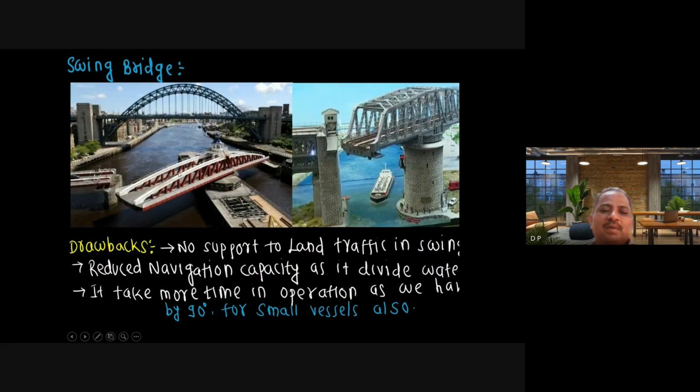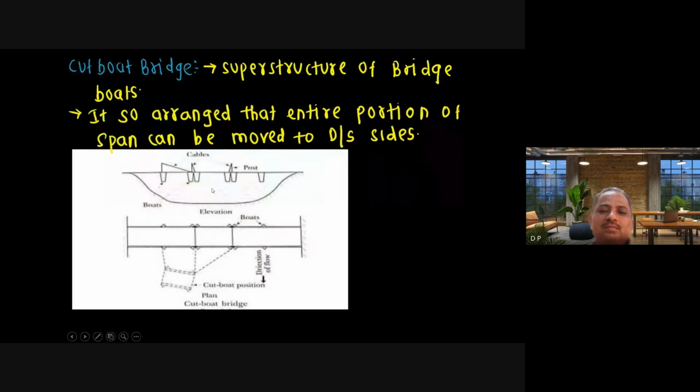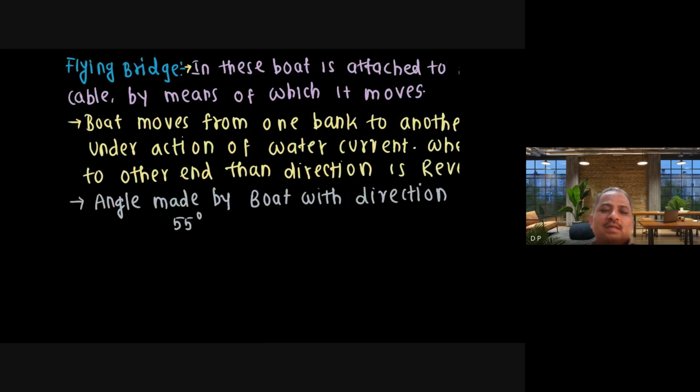Sometimes that particular deck or road section is swung 180 degrees to have safe passage for the ships. So that is a swing bridge. This is a cantilever bridge. There are so many types. Some of the types are not used frequently.